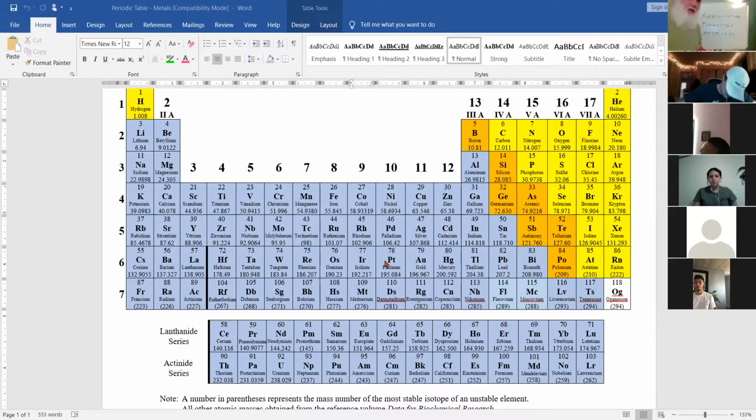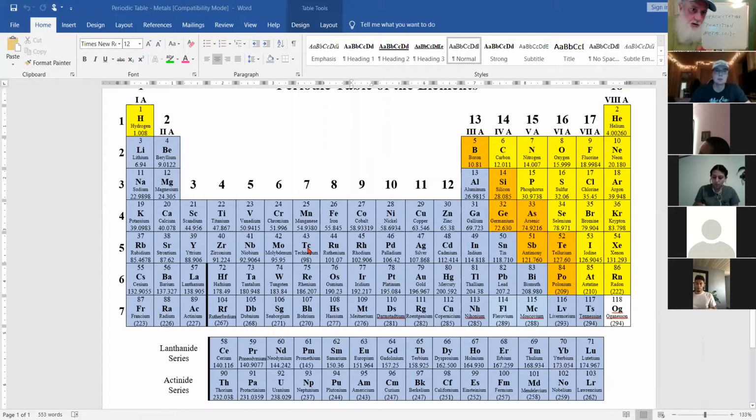So the periods are down the left-hand side, and the numbers we use every day are called Arabic numerals, the way that we write them. 1 through 7, and they correspond to the rows, R-O-W-S, on the periodic table. So for example, technetium, number 43, is in period 5. Anybody want to take a stab at what period uranium is in? Look down at the very bottom.